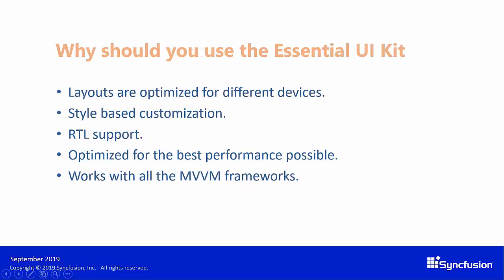These are the factors why you need to use the Essential UI Kit instead of building your own UI, reducing the app development time. Layouts are optimized for mobile, tablet, desktop, including portrait and landscape mode, so you need not make any changes for different resolution and different density. Making the appearance changes is simple at application level. It mainly helps to apply your branding color to all the screens from a single place.